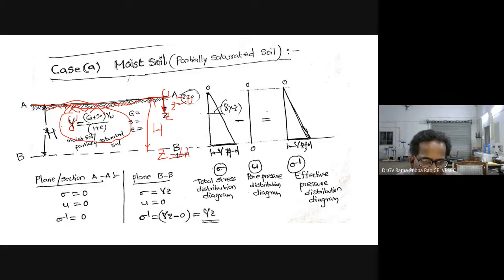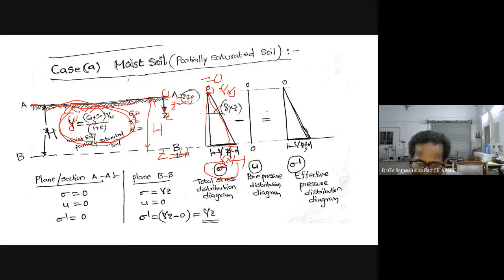Here gamma is equal to (G plus SE) gamma W by 1 plus E. G is given, S, the degree of saturation, and E are given, so you can calculate gamma. Now, initially I want to calculate sigma, which means total stress. It is 0 at the top. Once you come to the bottom of the layer, it will be gamma into H, whereas at the top it is gamma into 0, which is 0. So stress at the ground surface is 0.